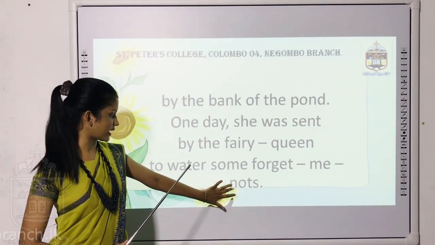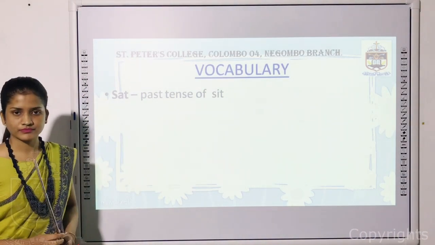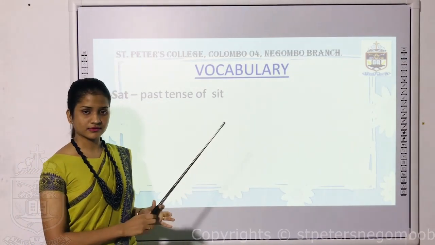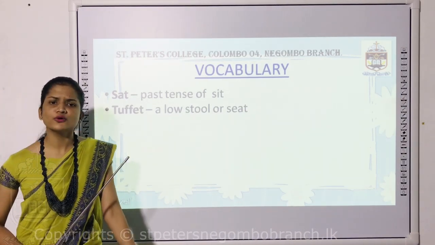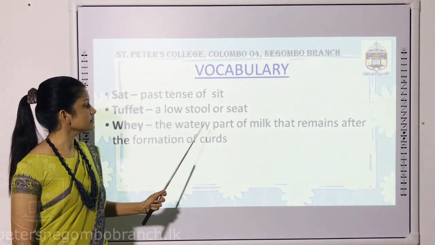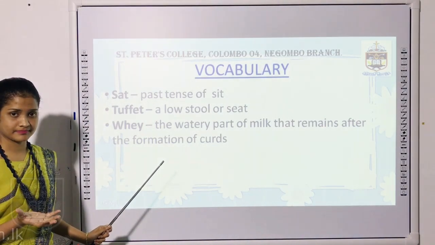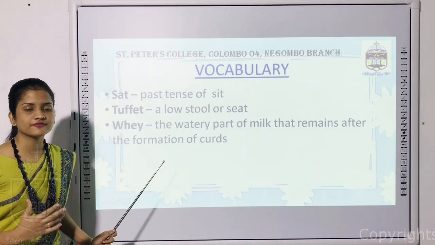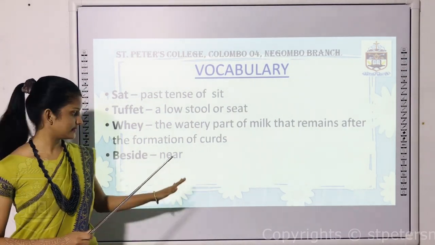Now we will move to the vocabulary. First word, sat. What do you mean by sat? Past tense of sit. Second one, tuffet. A low stool or seat. Third, whey. The watery part of milk that remains after the formation of curds. Next one, beside, near.